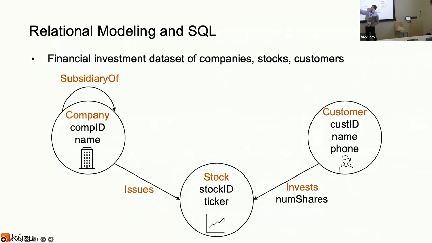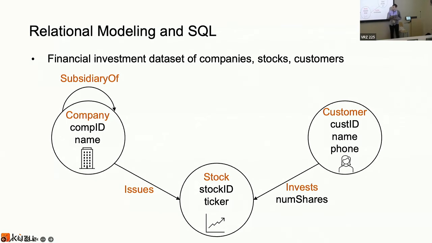Again, think of it as a conceptual schema. Some companies issue certain stocks, and you've got your customers who have names and phones, and you've got information about who invests and how many shares they buy from each stock. Okay, so that's the running example that I will walk through.